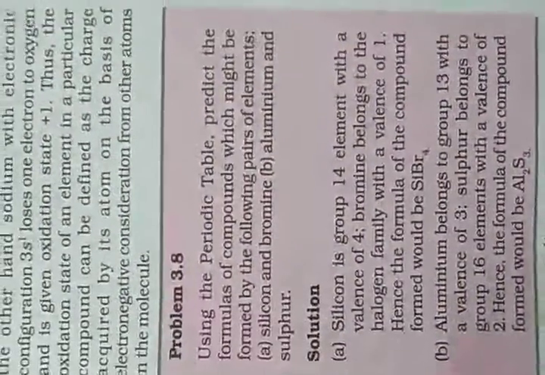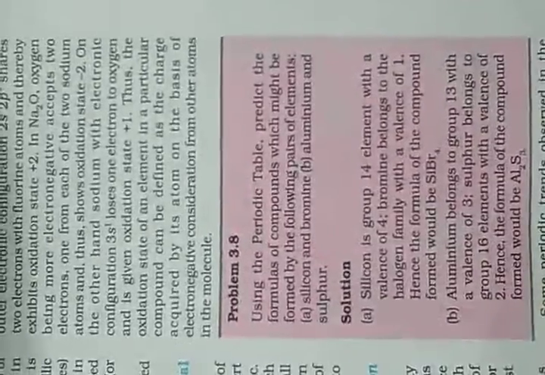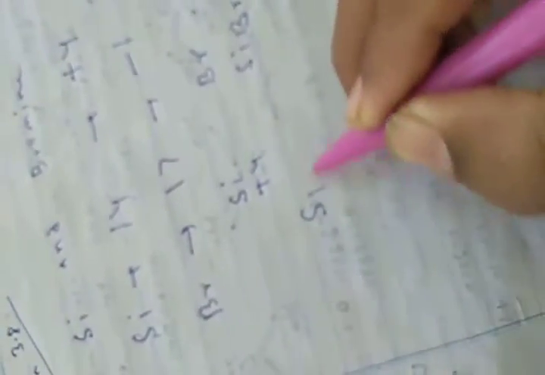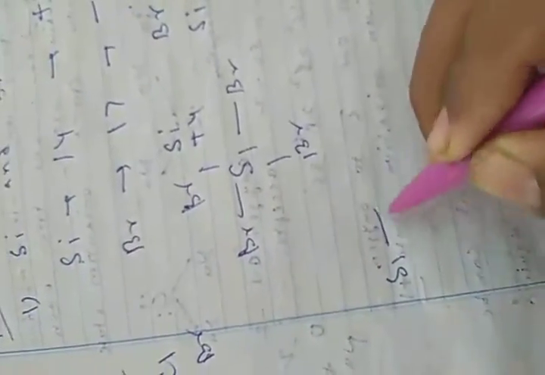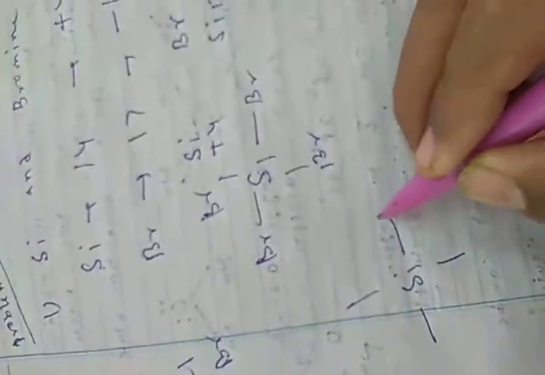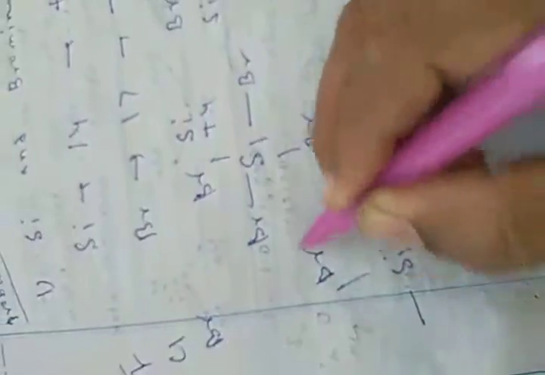Hence the formula of the compound formed would be Si plus 4, Br, so it will share 4. So Si Br 4. See, Si Br Br Br Br. Again I am showing you, silicon plus 4, so it has 4 electrons, so it will share with 4 bromine, each -1. So the formula is SiBr4.